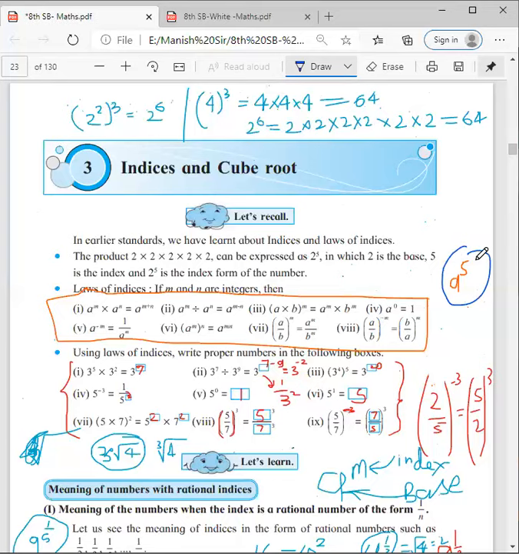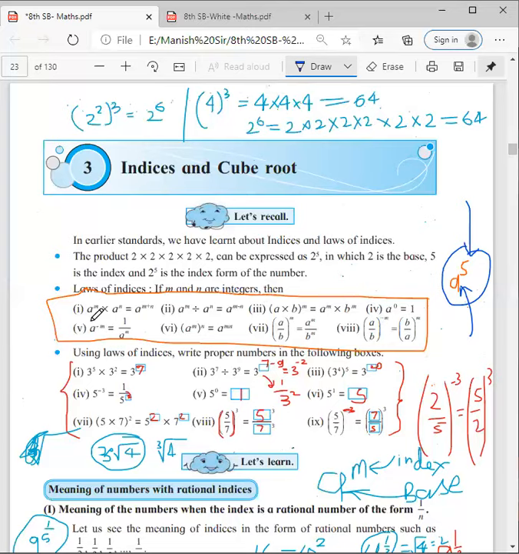In that, n is representing the index and a is representing the base. I hope these two things are clear. After that, we discussed the laws of indices. They have given a total of 8 laws.